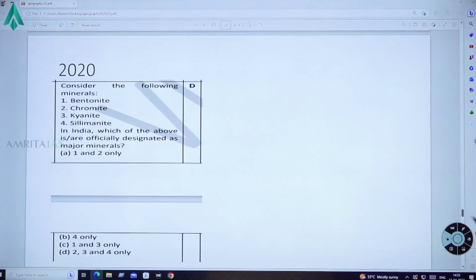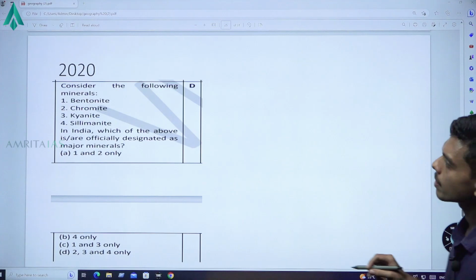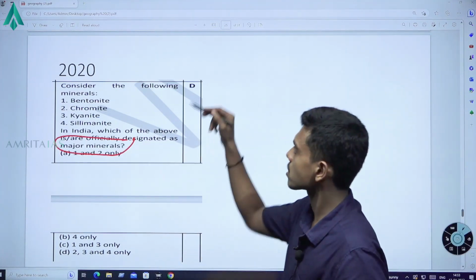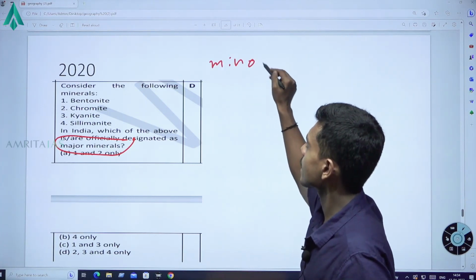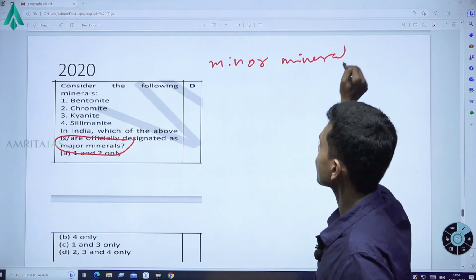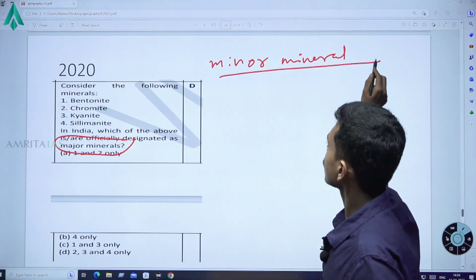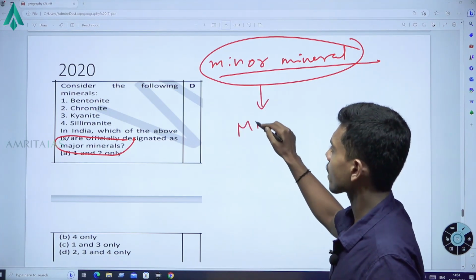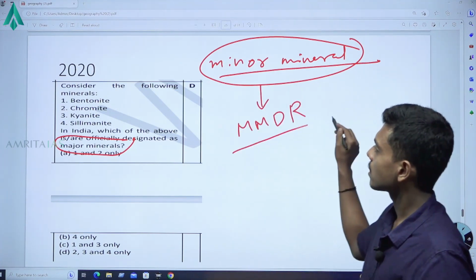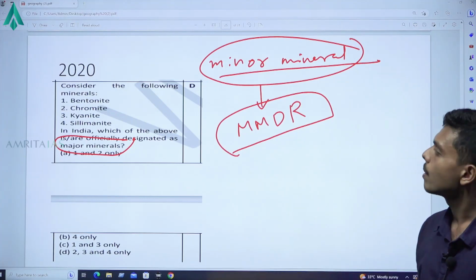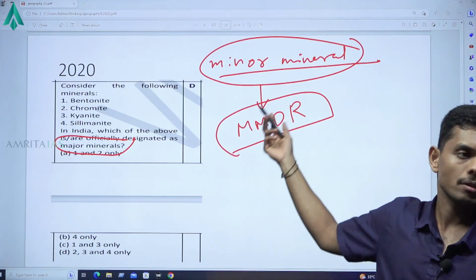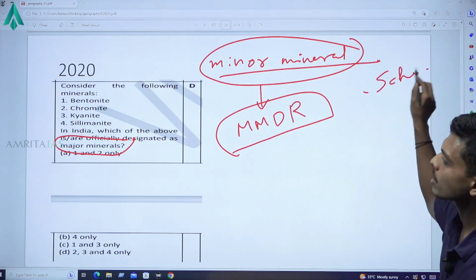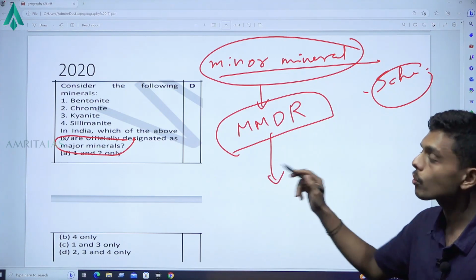If we see 2020 here, they had asked which are the major minerals, because just two years before they asked which are the minor minerals. Is sand a minor mineral? That was the question. I hope you have seen it. Those who studied that question would have read about the MMDR Act, the Mines and Minerals Development Regulation Act. So read about this act. It is important for this year also. It has scheduled minerals, minor minerals, all these things.